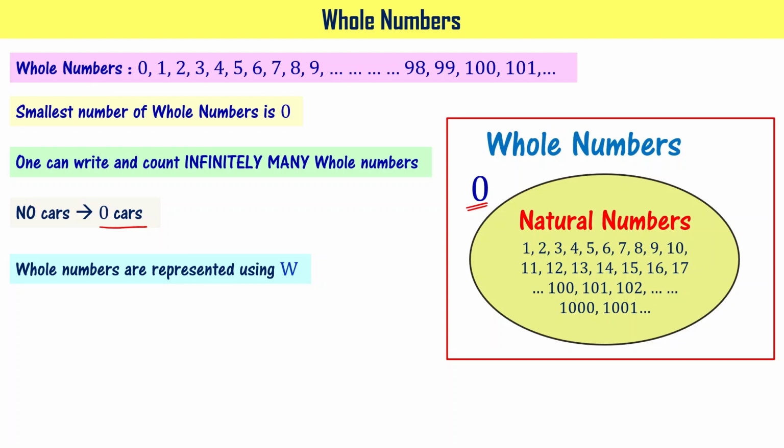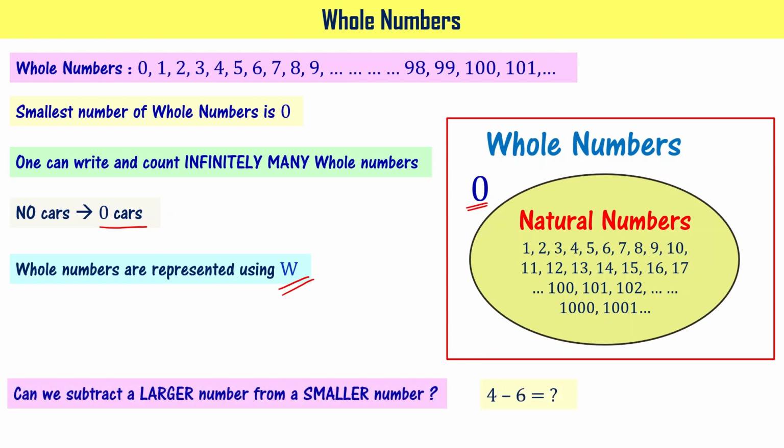Whole numbers are represented using letter W. Please note this. Now I have a question. Can we subtract a larger number from a smaller number? For example, can you subtract 6 from 4? That can be written as 4 minus 6, right? What is the value of 4 minus 6?